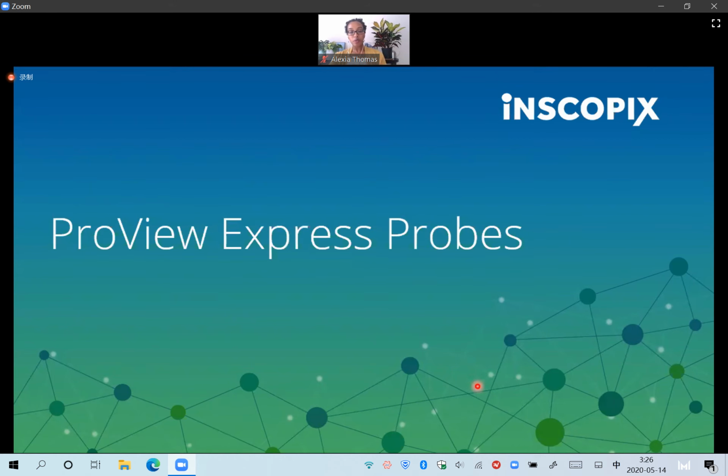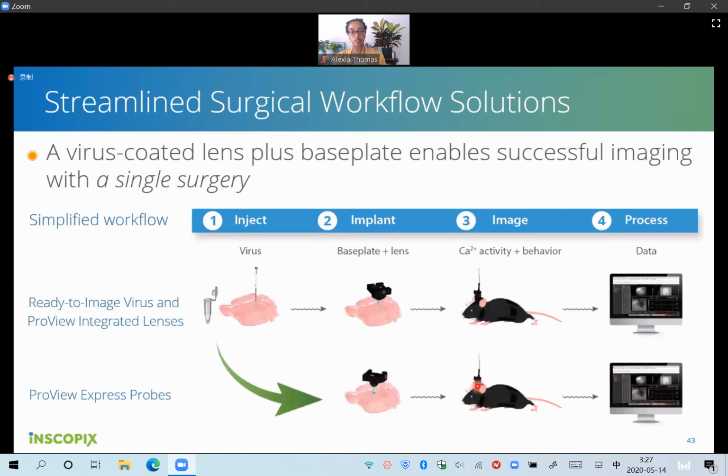So the next one I wanted to talk about is the ProView Express probe. The ProView Express probe actually preceded the ProView Integrated Lens in terms of release. It was released in 2019. Specifically in this case, the product is a virus-coated lens plus base plate, which enables you to image successfully with a single surgery.